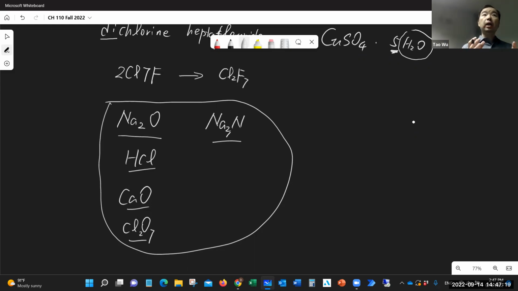But the molecular compound, since it's not made by ions, we have to make sure how many atoms are in the molecule. So we need to specify the numbers of the atoms. Okay, so that's the difference. The first one is an ionic compound, so you just call it sodium oxide, right?